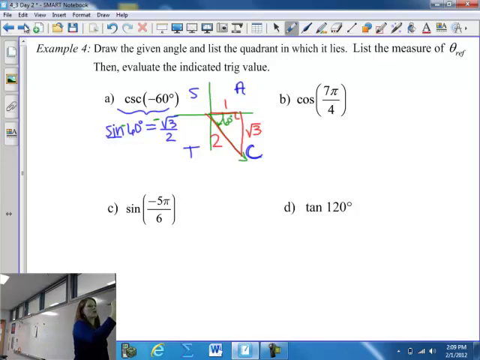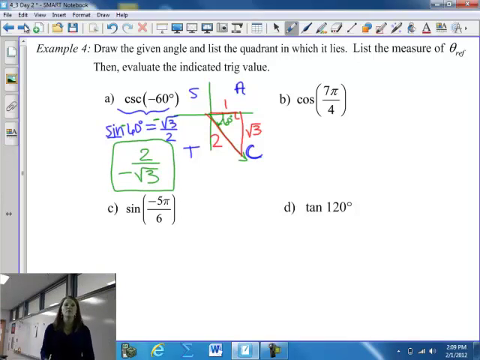So can you just flip over the answer? You can just totally flip over the answer. Does it matter if the negative's on the bottom or the top? Nope, not at all. But it matters if you don't put the negative. So make sure you double check your Ants Steal the Cookies, your All Students Take Classes, whatever you want to call it.